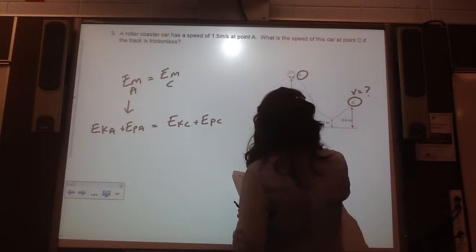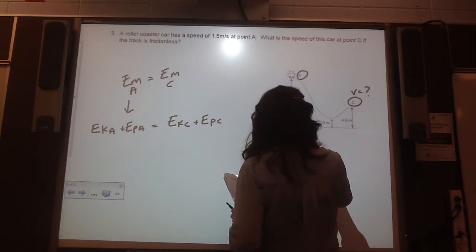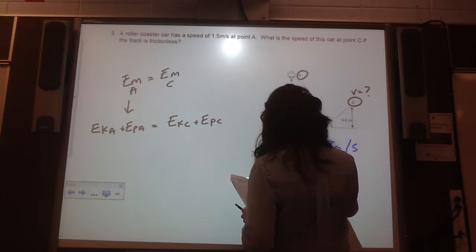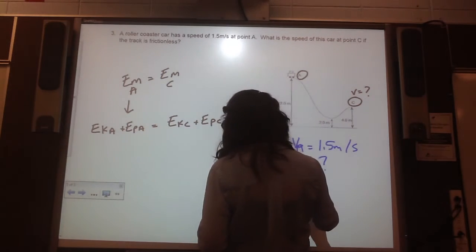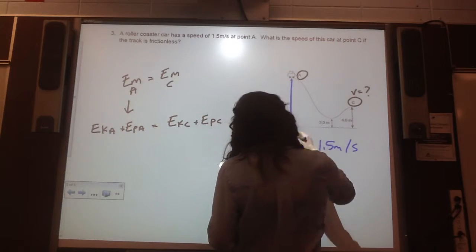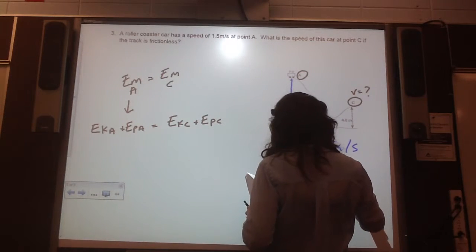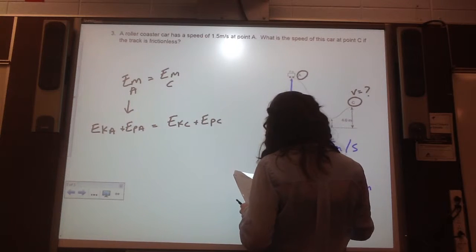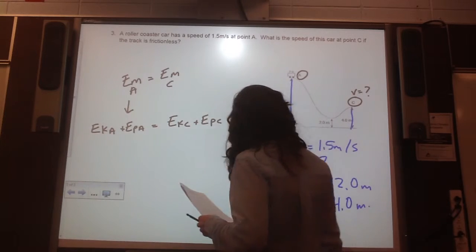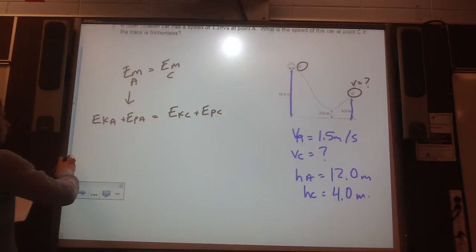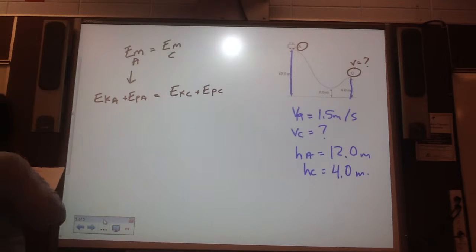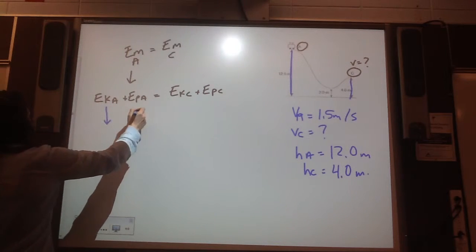So let's say we know VA is equal to 1.5 meters per second. VC is what we're looking for. HA, we know, is 12 meters. And HC is 4 meters. So let's expand all of these.